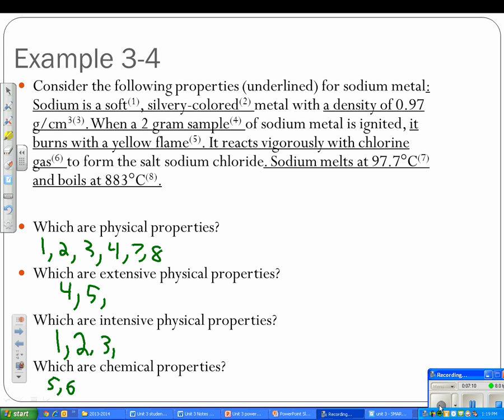It reacts vigorously with chlorine gas. So the more it's there, the more it's going to react. So that can depend on the amounts. That's extensive as well. And then its melting point and its boiling point, those are always going to stay the same. So those are both going to be intensive. So 7, 8.